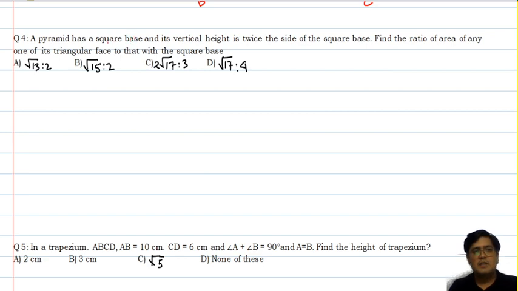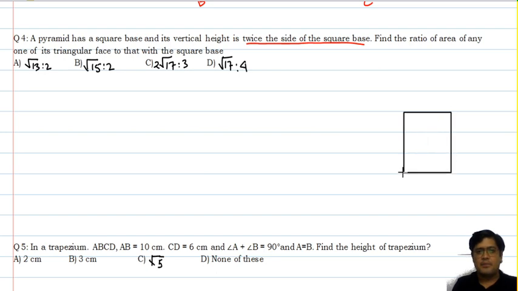A pyramid has a square base and its vertical height is twice the side of the square base. This is critical. Find the ratio of the area of any of its triangular faces to that of the square base. This is a question based on three-dimensional geometry, basically pyramids. What we have here is a square base. Let me draw this base one more time. It is going to be useful here.